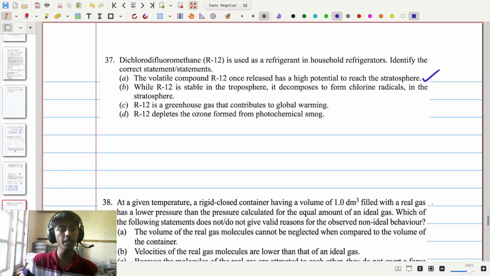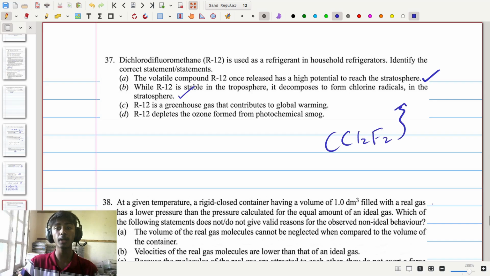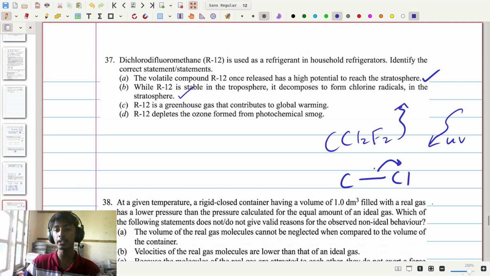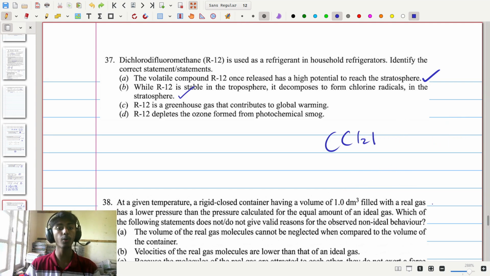Now moving on to statement B, it says while R12 is stable in the troposphere, it decomposes to form chlorine radicals in the stratosphere, and that statement is also correct. R12, chemical formula CCl2F2, will easily float upward to the stratosphere where it will encounter ultraviolet radiation, and the UV rays will break the chlorine to carbon bonds homolytically, creating chlorine radicals. So therefore statement B is also correct.